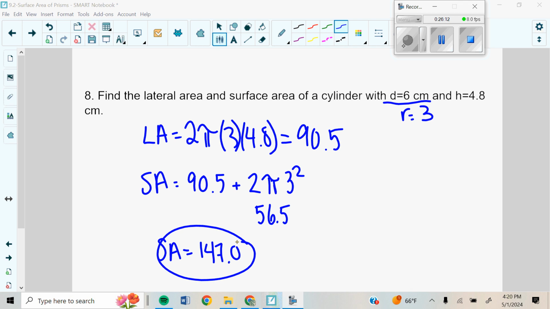All right, so with this, my lateral area ended up being 90.5. When I put 2 pi times my radius squared, I got 56.5. So together, they're 147.0. That just tells me that I rounded, or that's just a rounded answer. And if you put in the pi's and all of it together, it actually rounds to 147.0 also because it's 0.02 behind that. All right, and there we have it. It's a long one, guys, but we made it through.